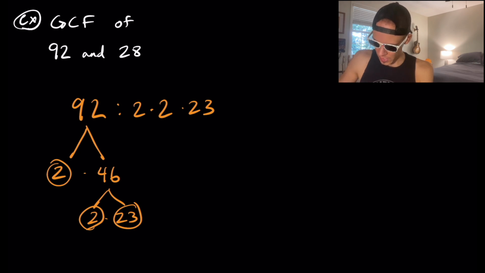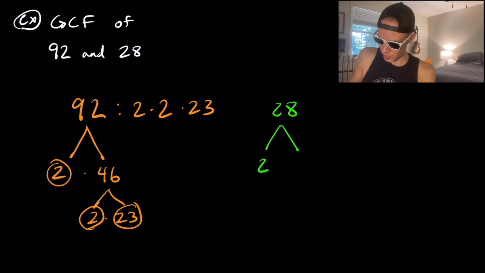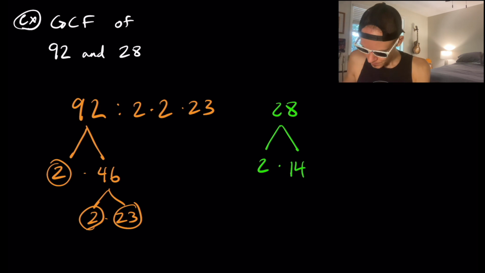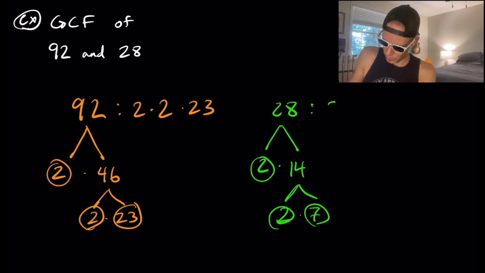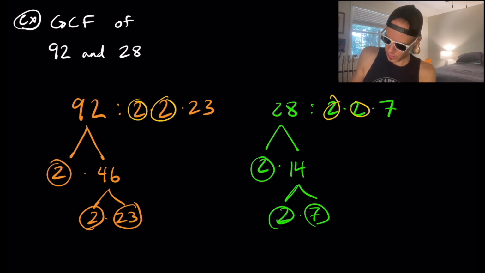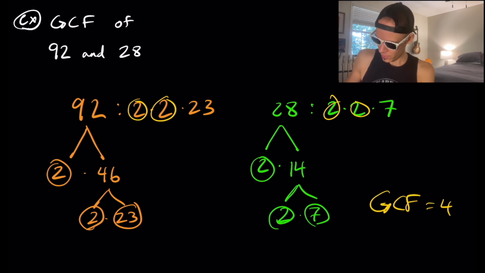And then 28, that's an even number, so we'll do 2 times 14. There's a prime number there. 14 can be broken down into 2 times 7. We got prime numbers there, so I will write that as 2 times 2 times 7. So what do they have in common? Well, they have a 2 times 2 in common, which is 4. So our greatest common factor is 4.